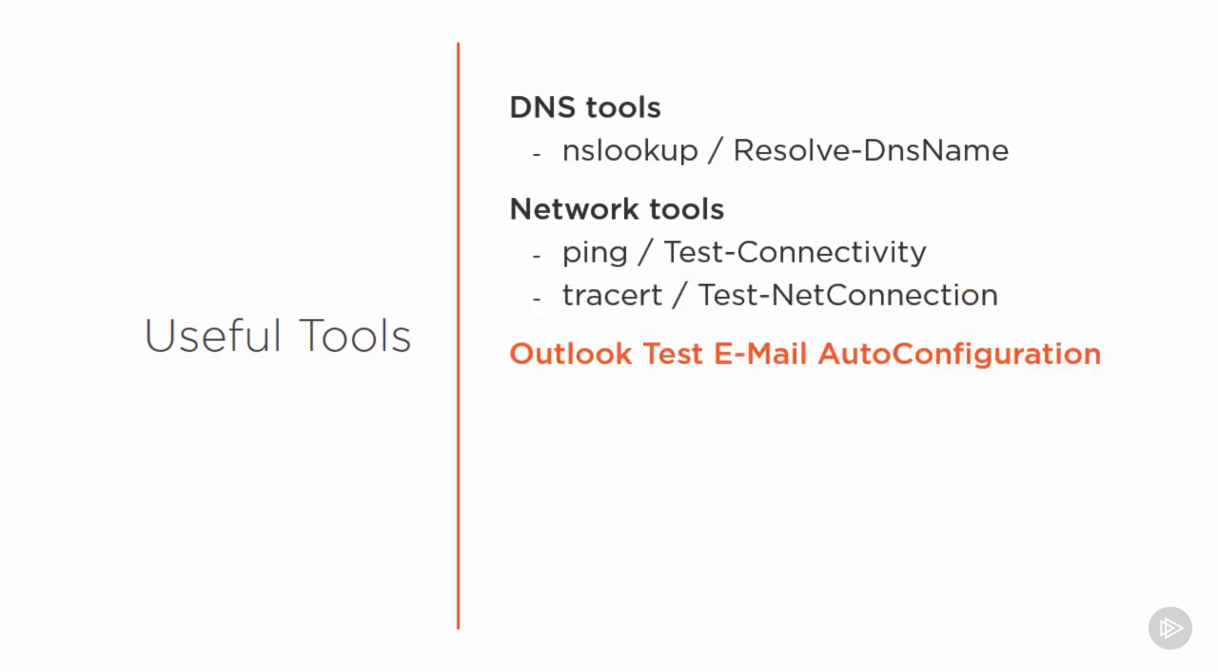Outlook has the built-in Test Email Auto Configuration utility, which runs through a complete Auto Discover test and then returns all of the different URLs for the different services that Outlook will be trying to connect to. And Microsoft also provides the Remote Connectivity Analyzer tool, which is a cloud-hosted tool that you can use to test external access to your Exchange server. We're going to look at the workings of that tool in just a moment.